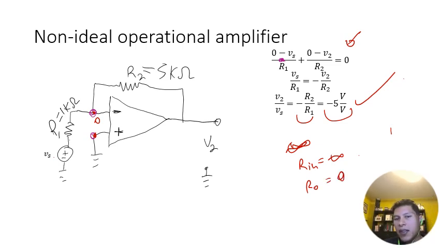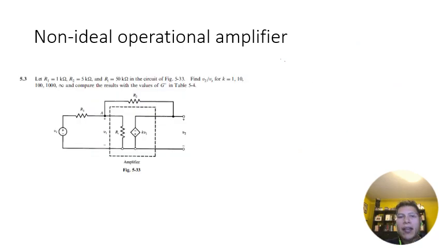So let's see when we deviate from this. To study that, we have to go back to our equivalent circuit. So here's our amplifier equivalent circuit that we've derived for all of our amplifiers. And in this particular case, we're still assuming the output resistance RO equals 0.